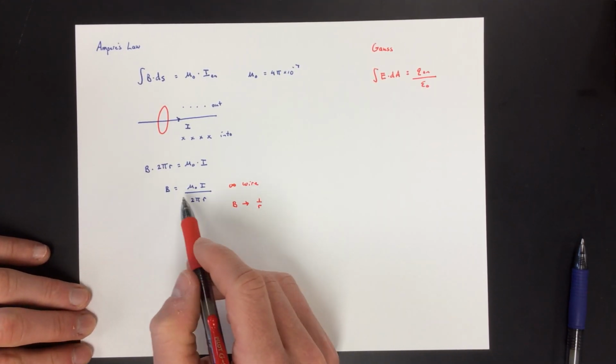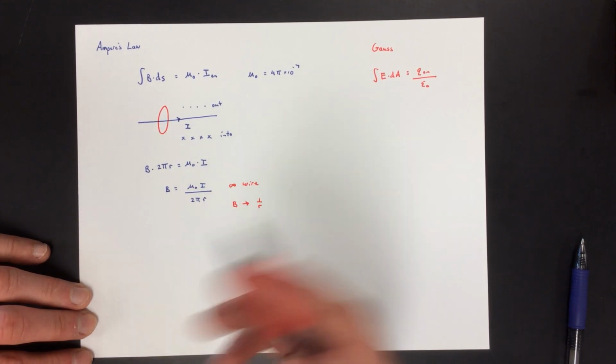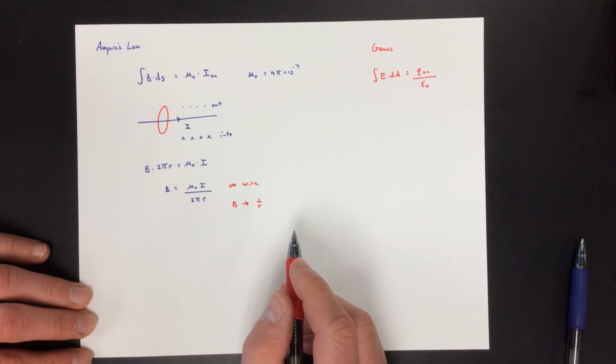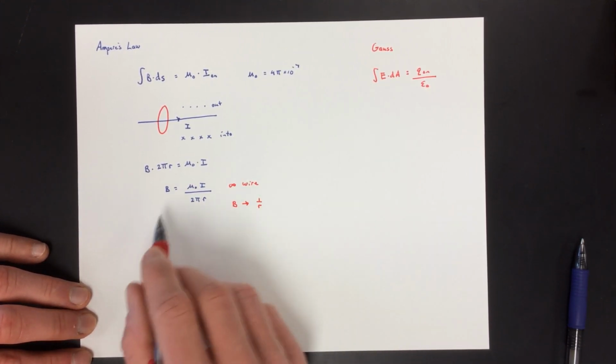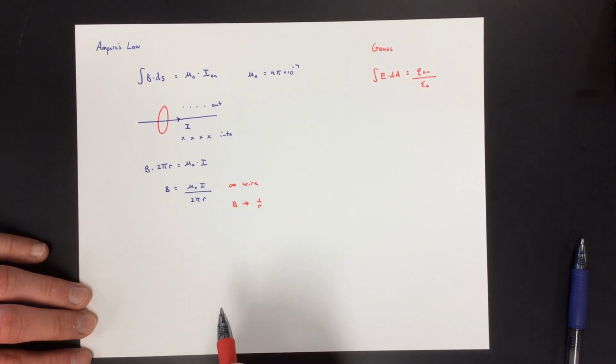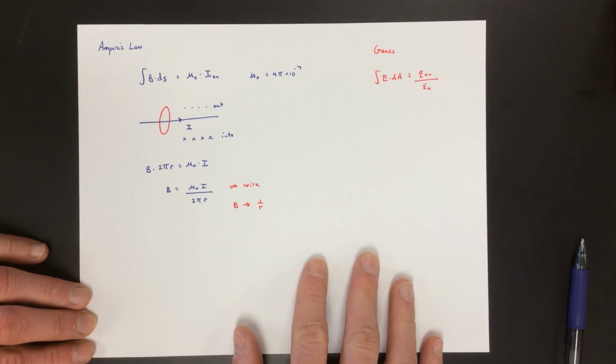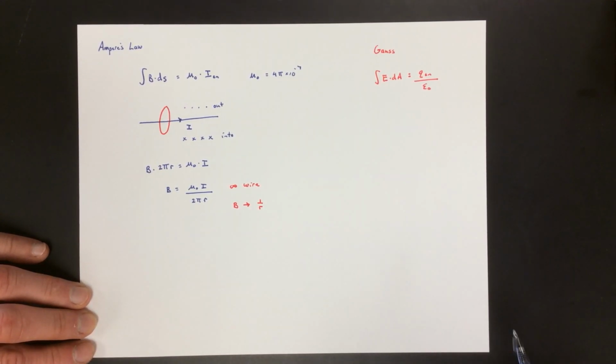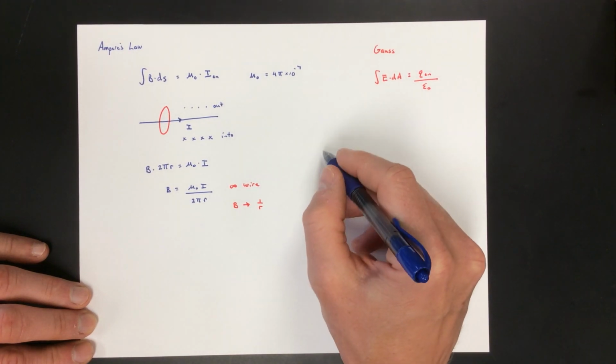Meaning, doubling the distance cuts the B field in half, tripling the distance cuts the B field to 1/3, things like that. Obviously the B field is proportional to I, but then decays like 1 over r. There's really only one main other example that we would do for Ampere's law.